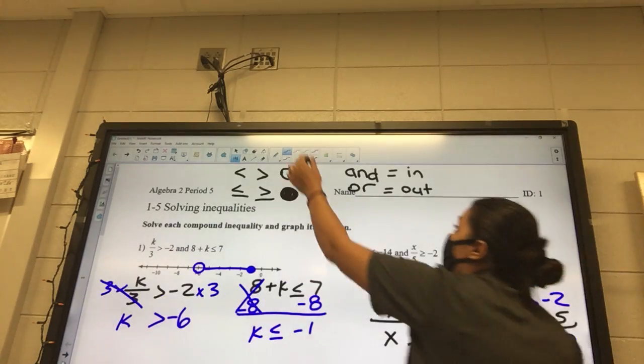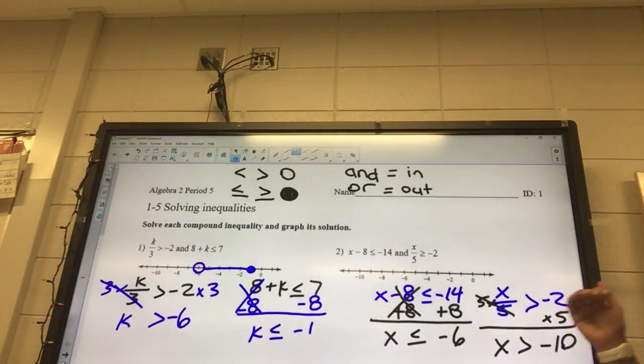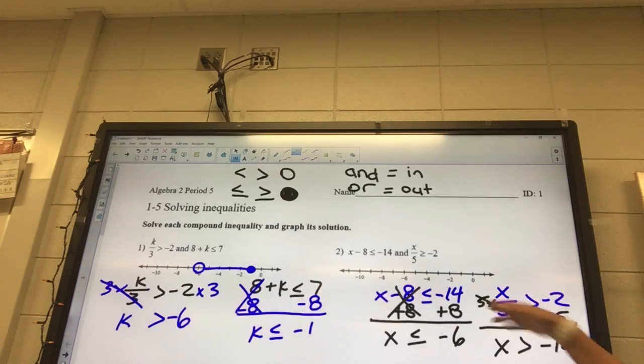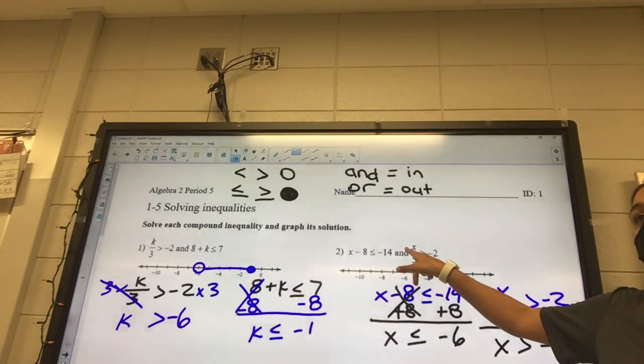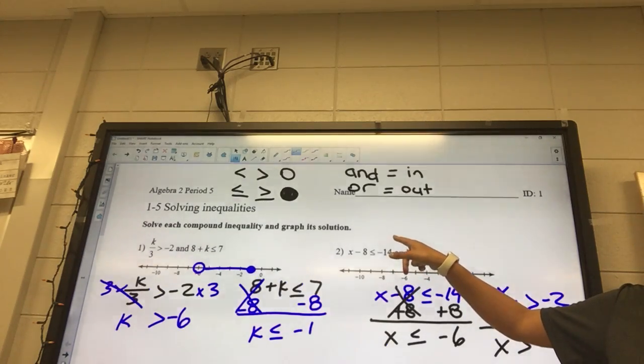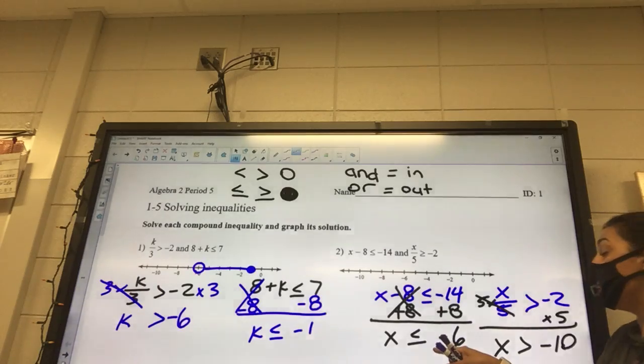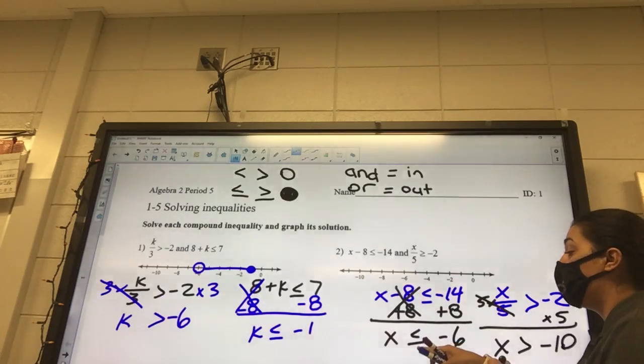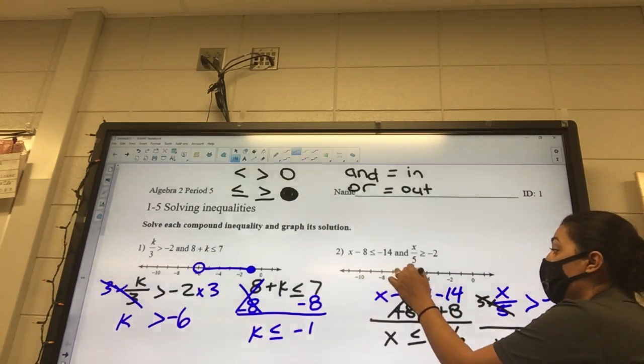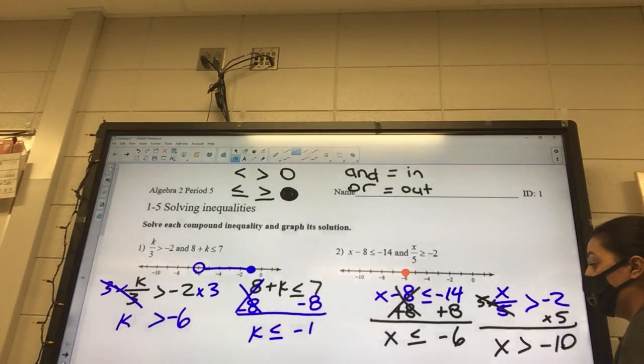Okay, and look at this one, because I don't want you guys to get in the habit of just doing it, because sometimes I don't have the "and" or "or" here. You need to make sure you can read it, because tomorrow I'm not going to have the "and" or "or". So the 6 should be open or closed? Closed. And which way should it be pointed? To the left.